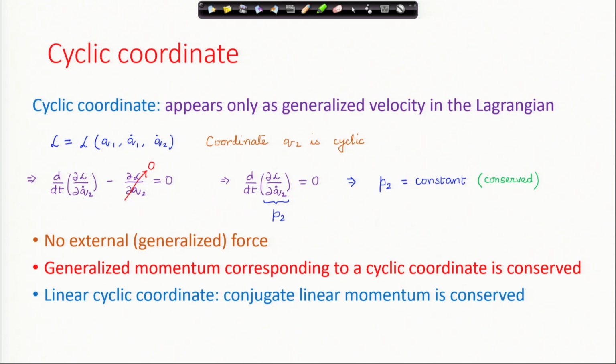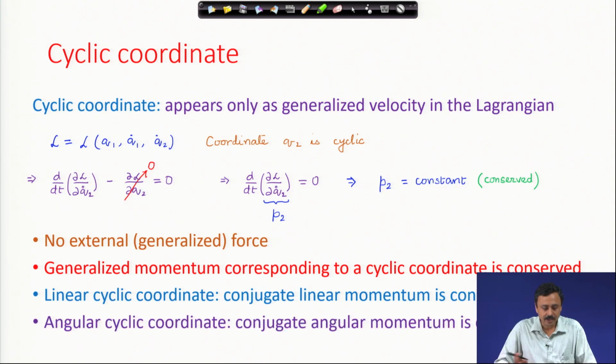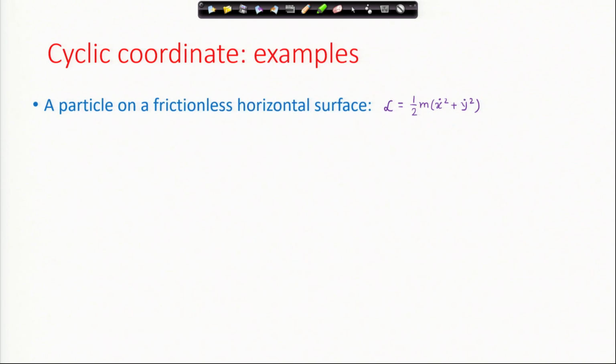When you have a linear displacement coordinate as a cyclic coordinate, the conjugate momentum, the linear momentum, is conserved. If it is an angular coordinate which is cyclic, then the angular momentum is conserved, because we have seen this interpretation of the momentum conjugate to that coordinate. If it is an angular coordinate, then angular momentum is the momentum conjugate. If it is a linear displacement coordinate, then the momentum conjugate is linear momentum. Therefore, under no external or generalized forces, if a generalized coordinate is cyclic, then the corresponding conjugate momentum is conserved.